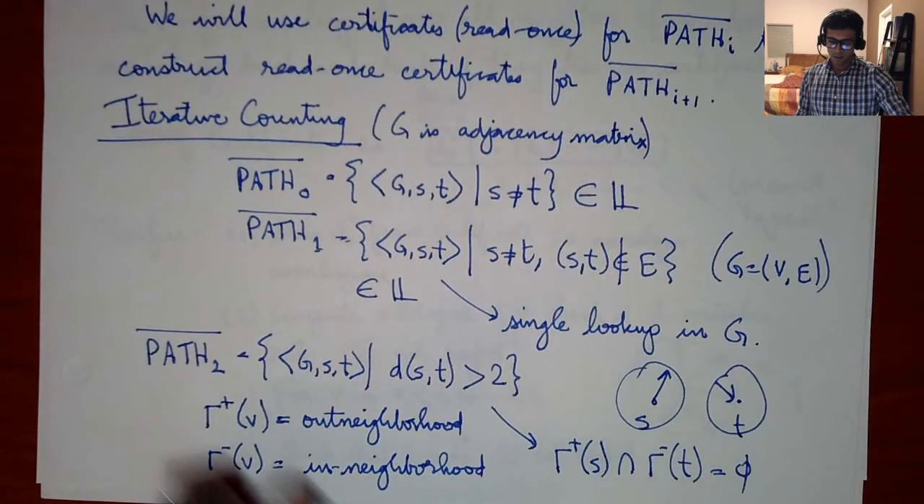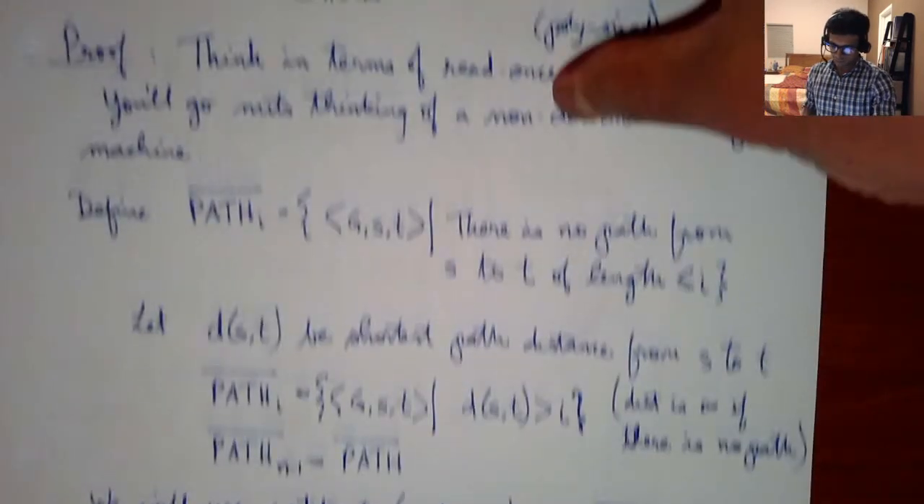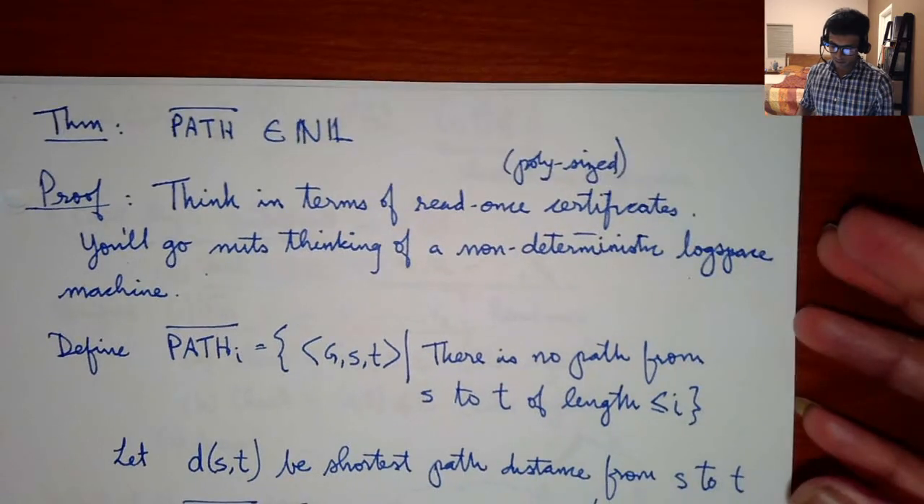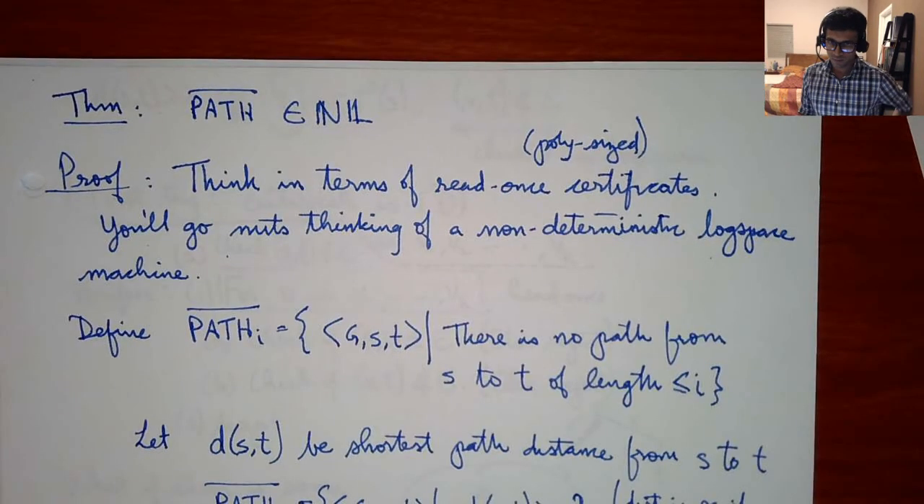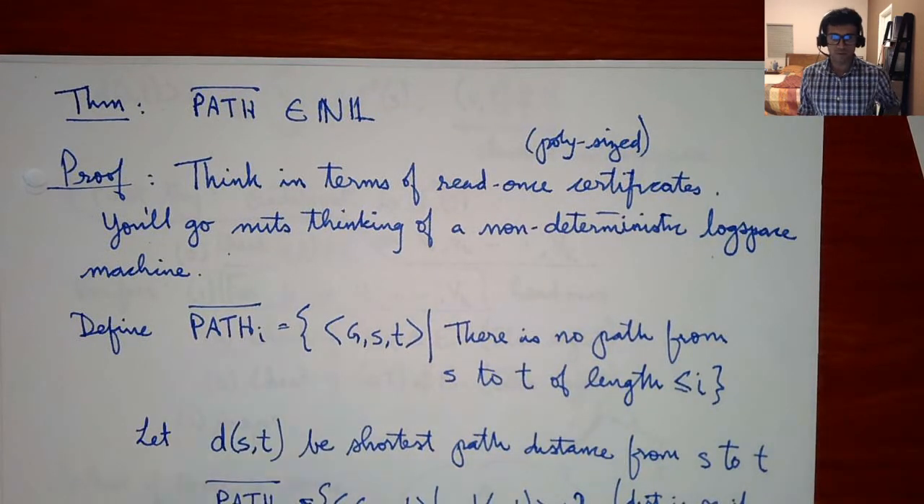Okay. Let us now go to the proof that path complement is in NL. We are going to think in terms of read once polynomial sized certificates, and that is the right way to think about it. A non-deterministic log space machine is just too complicated. So we're going to think in terms of polynomial sized read once certificates.